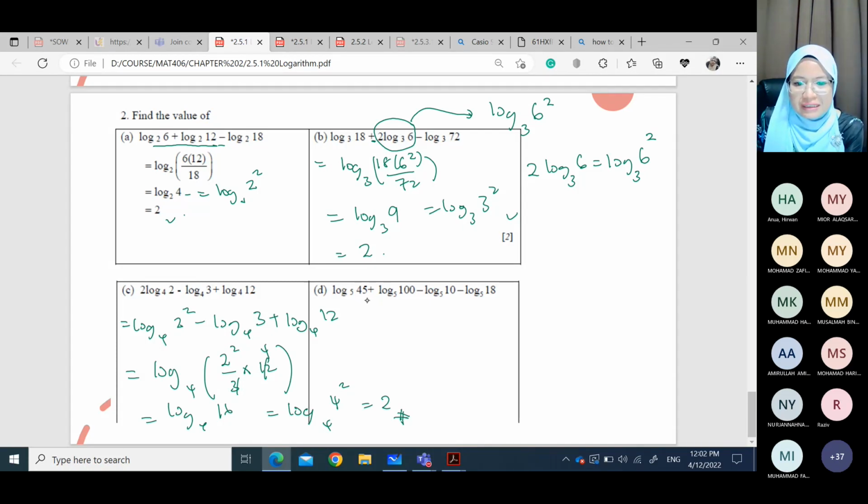Okay, so yang ini this one sama jugalah. Darab bahagi. Okay. So this one we have log 5 45 times 100. Okay. Times 100 divide by 10 times 18. Dapatlah jawapan.